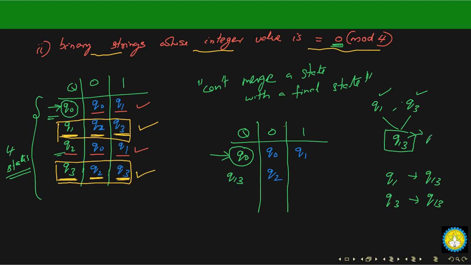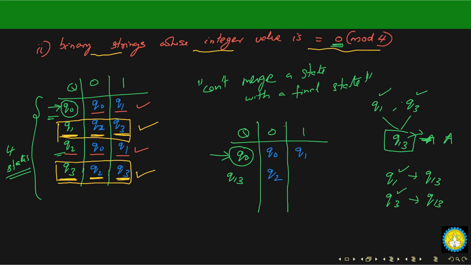You can call it even A or P or something; Q13 can be represented in your DFA using any letter. But we want to replace Q1 and Q3 with Q13.